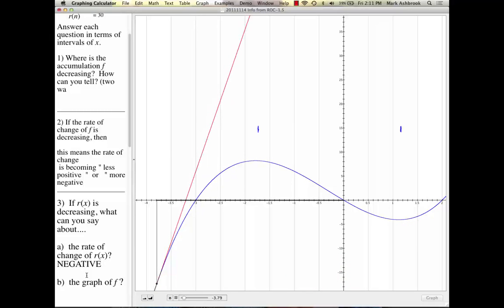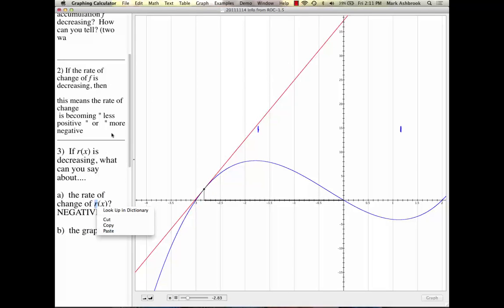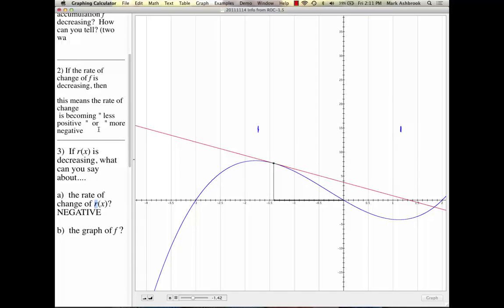Okay, so here's the key. What can we say about the graph of f? So now we've got the rate of change is decreasing. The rate is becoming less positive or more negative. So what about the graph of f? Where is the rate decreasing? So first of all, find the interval where the rate of change is decreasing. Go. Find interval.